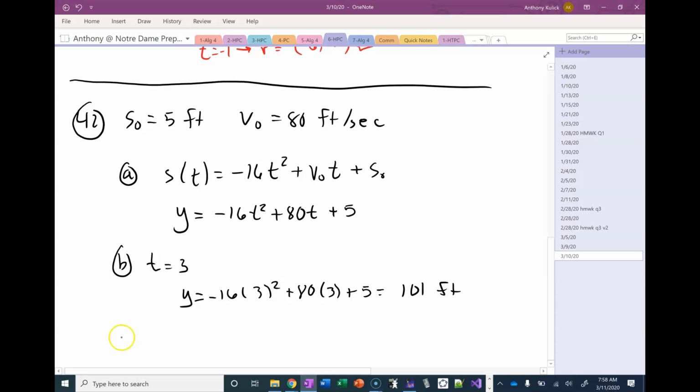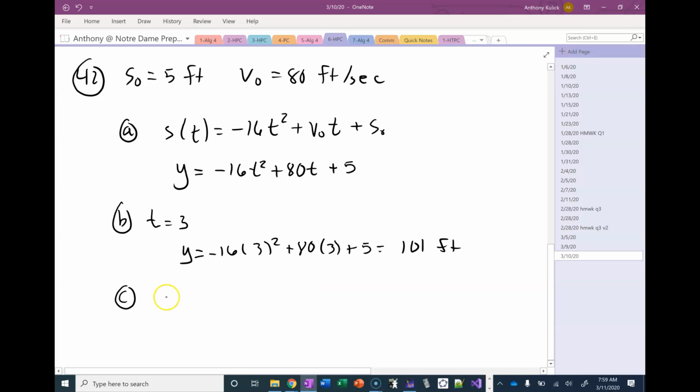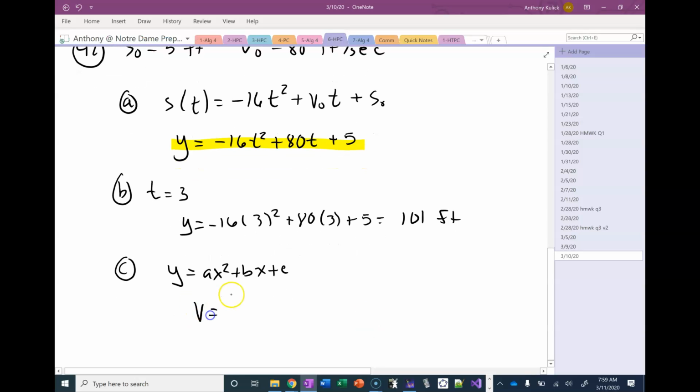And then part C asks for what is the maximum height of the ball and how many seconds does it take to reach its maximum height. So remember, for a quadratic in the form ax squared plus bx plus c, which is what our height equation is, right? The highest or lowest point is going to happen at the vertex. And to find the vertex, I can do negative b over 2a, and then I'll plug in negative b over 2a into my function to get the y coordinate.